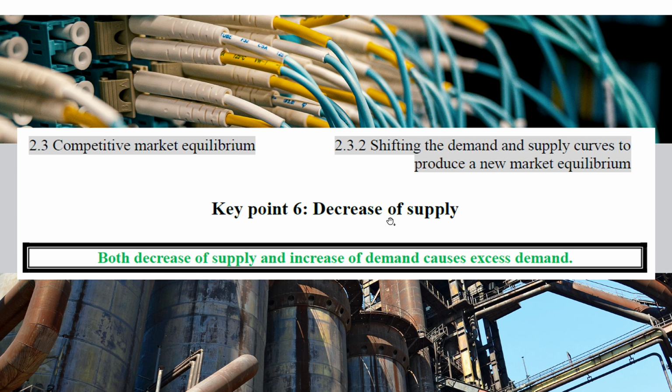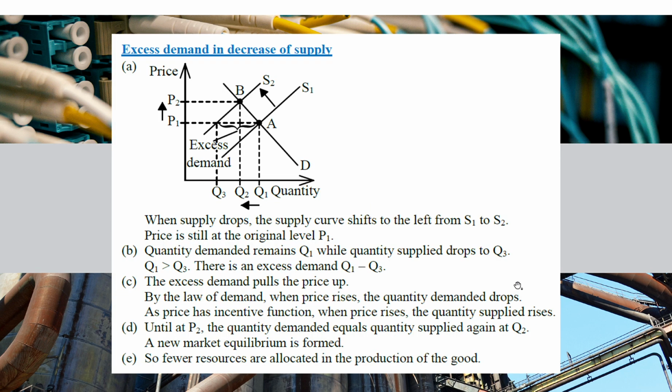Now, decrease of supply. When the supply decreases, it means there is a demand surplus, an excess demand. So both a decrease of supply or an increase of demand produce excess demand. The same graph. Now just concentrate on the graph, don't look at the words. Can you explain it? What happened in the supply decrease? It is really the opposite of the supply increase.